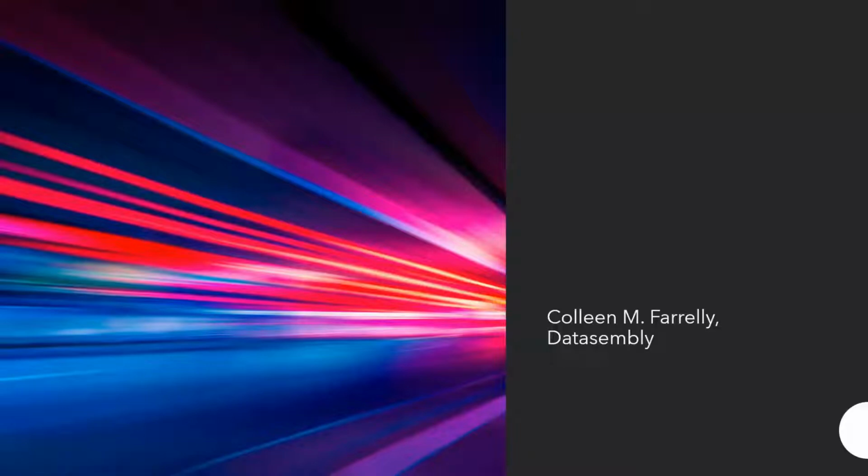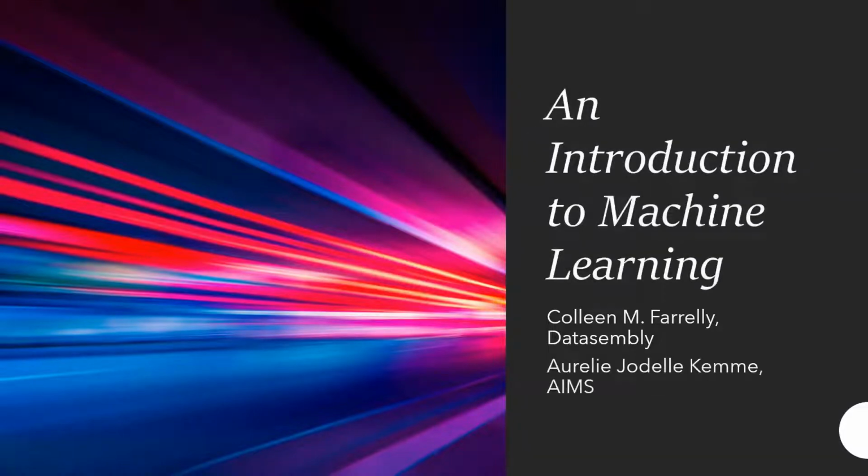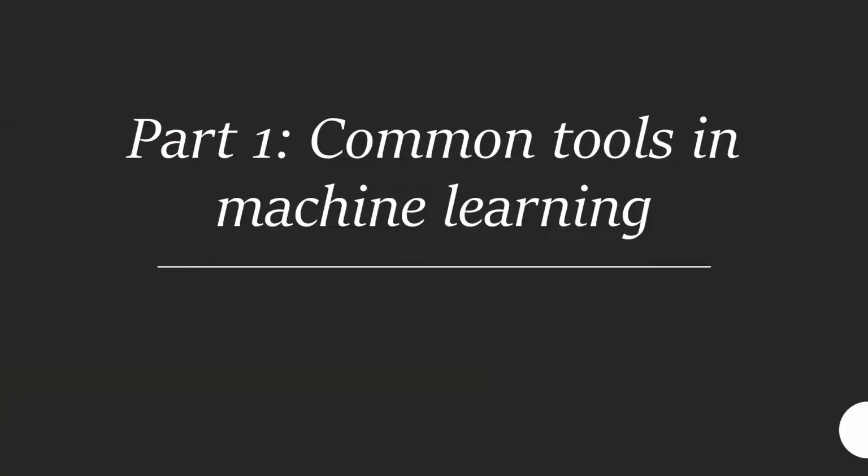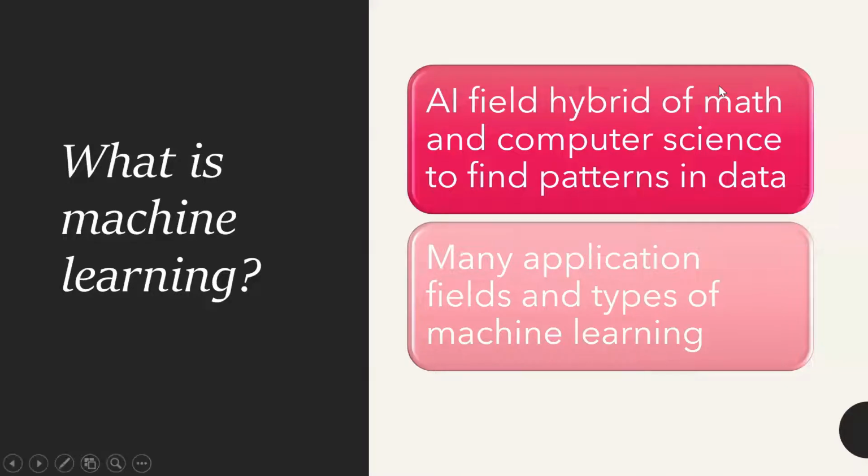I'm Colleen Farrelly. My co-presenter was not able to be here, but I'll be taking you through an introduction to machine learning. We'll be going through some common tools in machine learning today. First of all, what is machine learning? Machine learning is an AI field that hybridizes math and computer science. It's used to find patterns in data that can be used for a lot of different problems in industry. There are a lot of different fields of machine learning and types of applications. We'll be going through a few of the more common ones in this session and a few more in session 2.